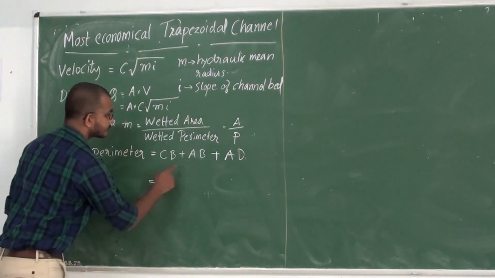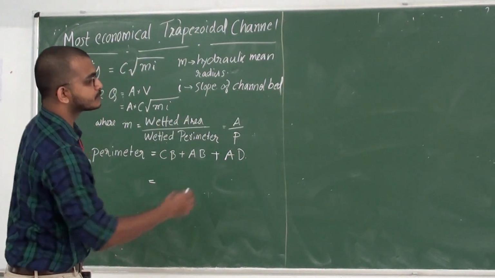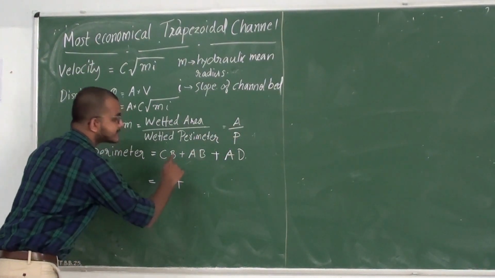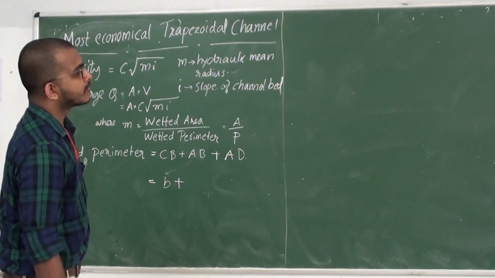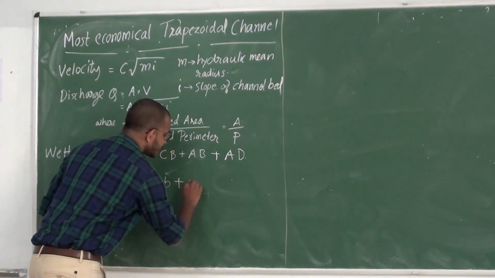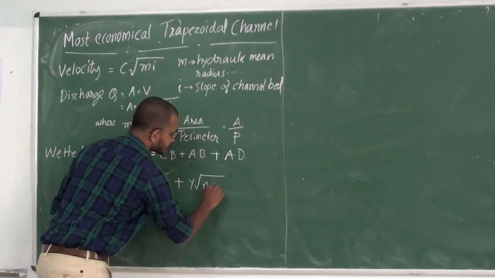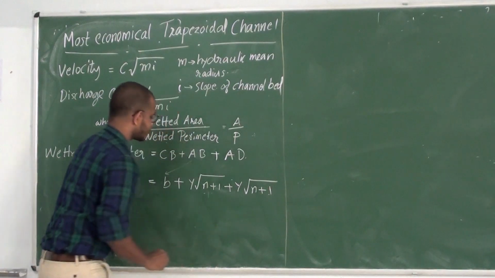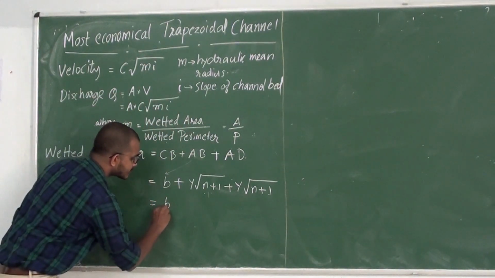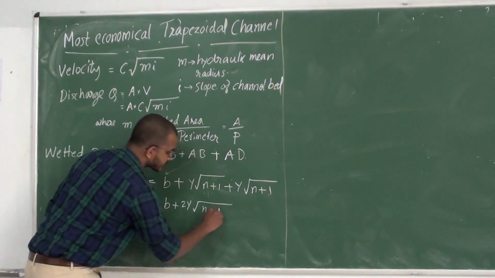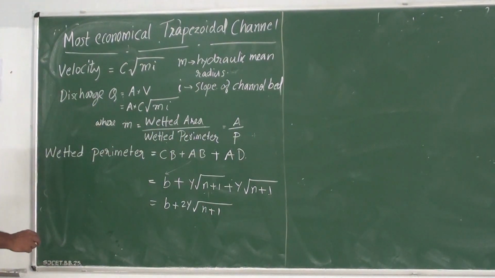So this is equal to, AB is equal to the bottom width B, and CB equal to AD equal to Y into square root of N square plus 1. So that is Y into square root of N square plus 1 plus Y into square root of N square plus 1, that is B plus 2Y into square root of N square plus 1. So this is the wetted perimeter P.